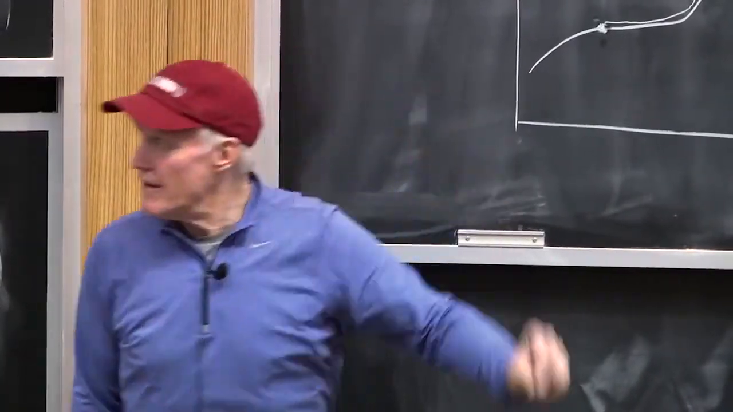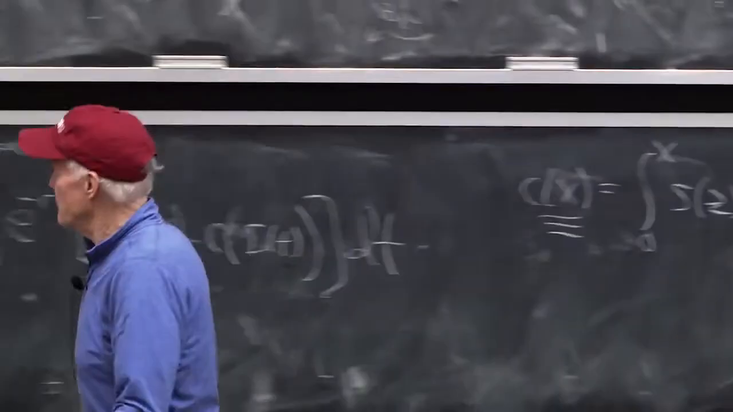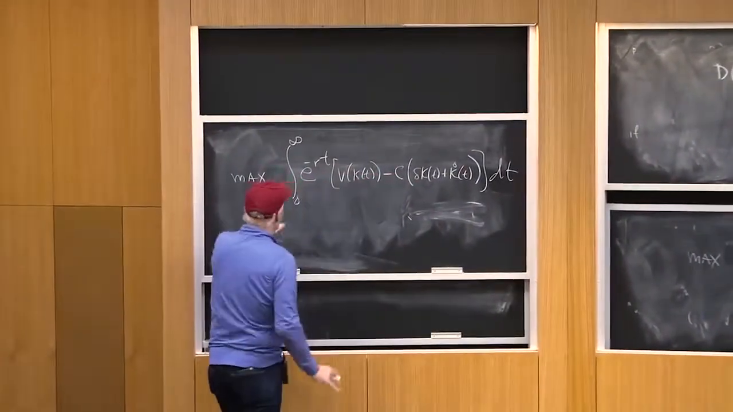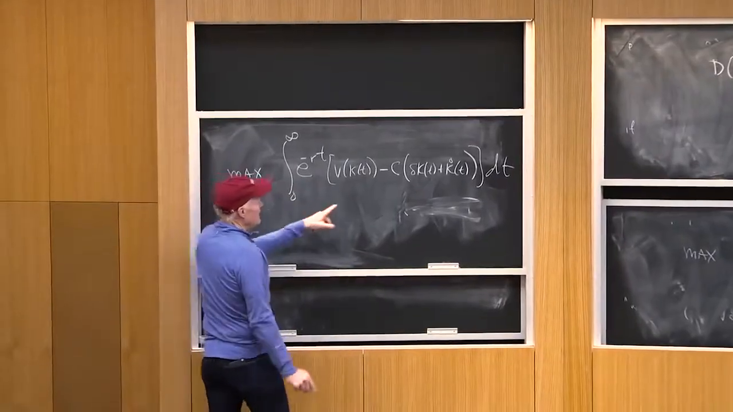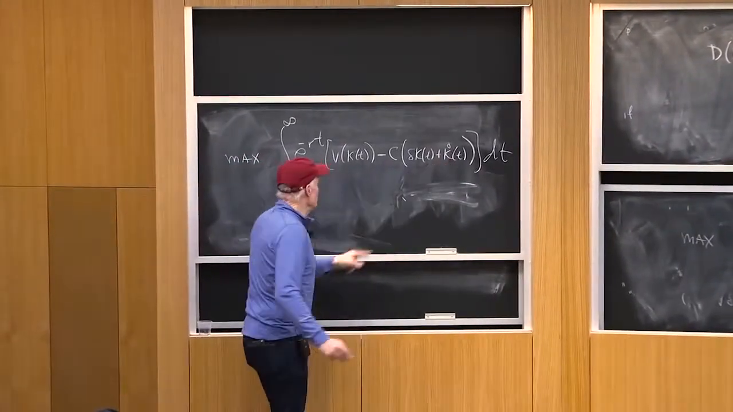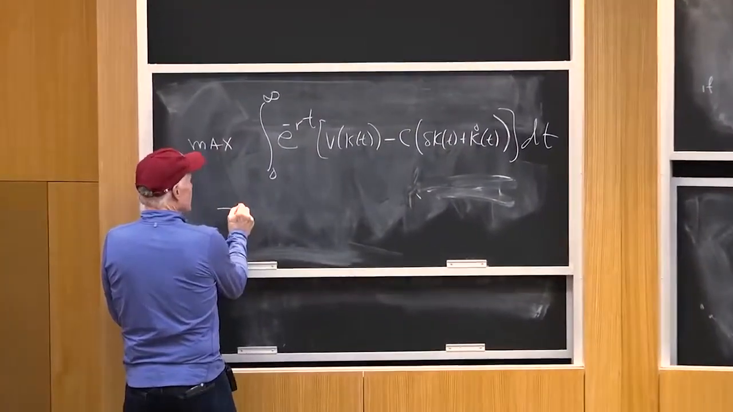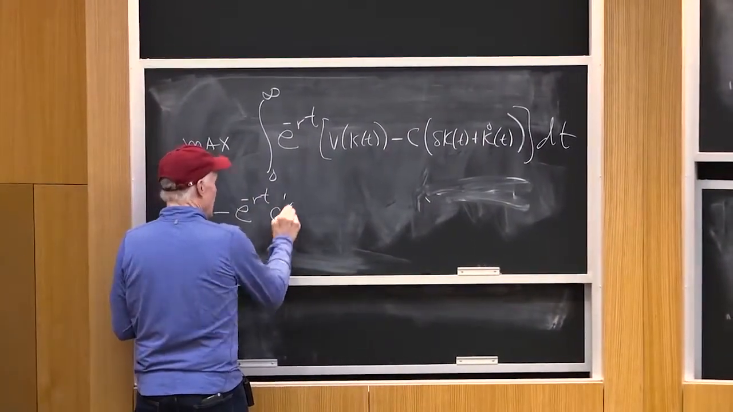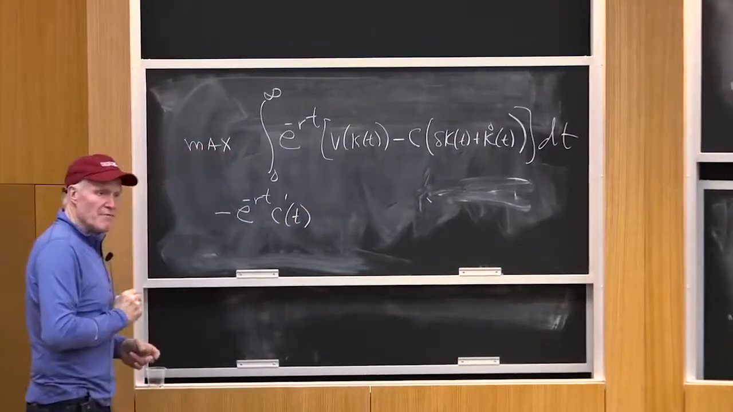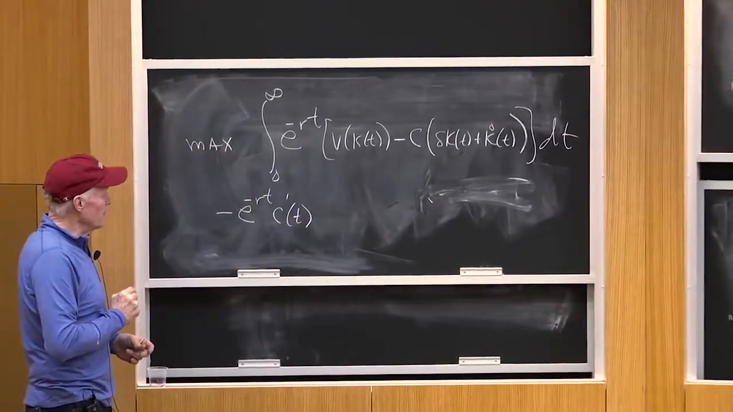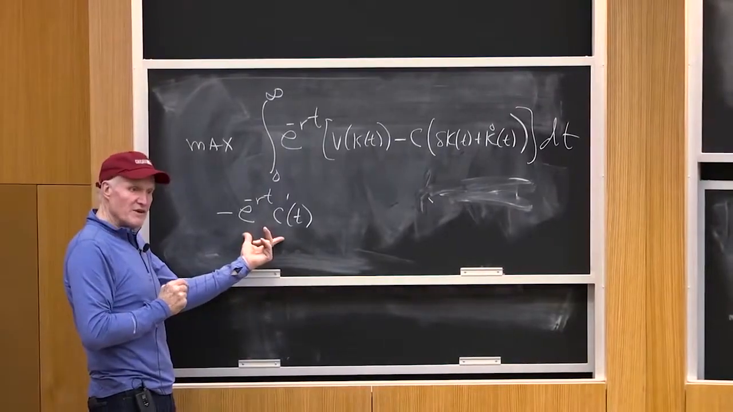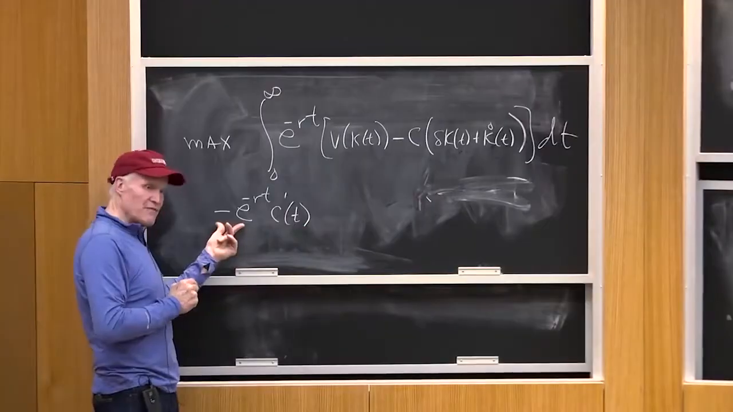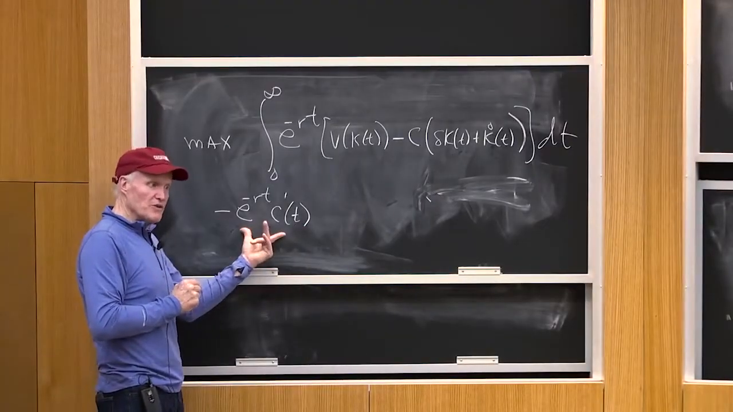In fact, we'll see that when we do the first order condition, right? Look at what the first order condition is going to be for that. Well, at date t, I'm going to increase k dot, right? So I'm going to get a minus e to the minus rt c prime at t, c prime evaluated at t. Everybody agree with that? That's the cost of increasing k dot. That is, I'm going to pay c. It's negative because it's a cost.